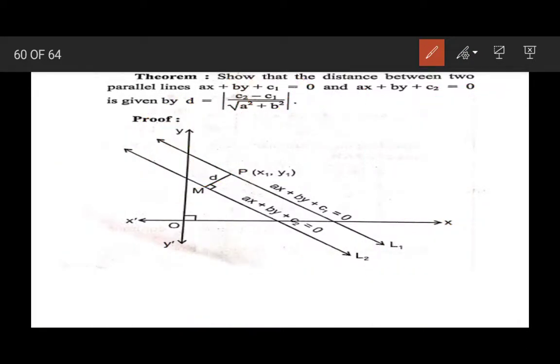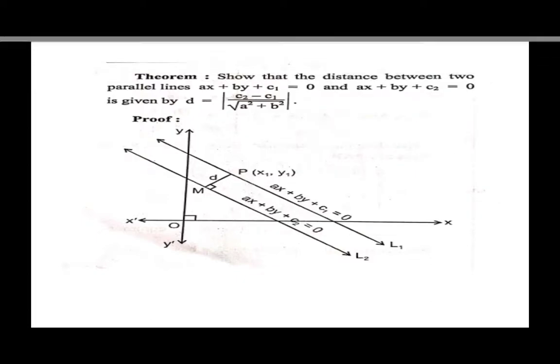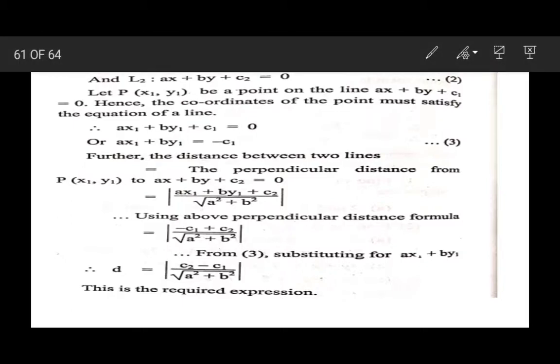Hence we can prove this formula. So proof is given. Line L1, equation of L1 is ax plus by plus c1 equal to 0. Equation of line 2 is ax plus by plus c2 is equal to 0.